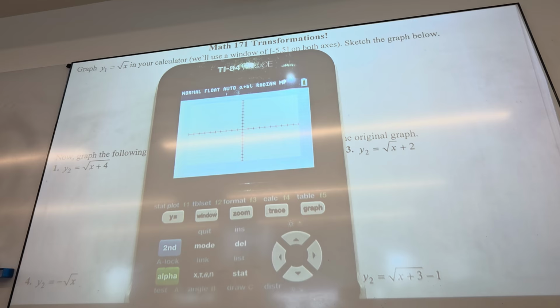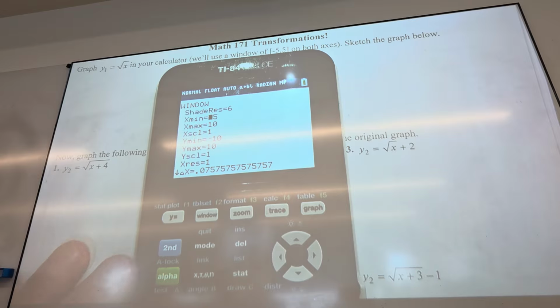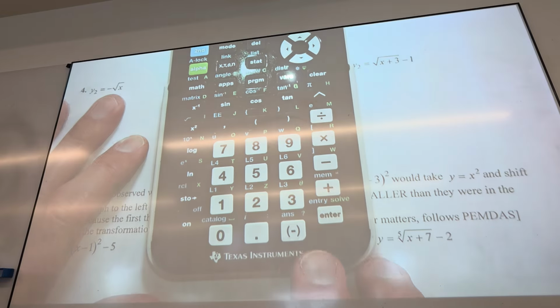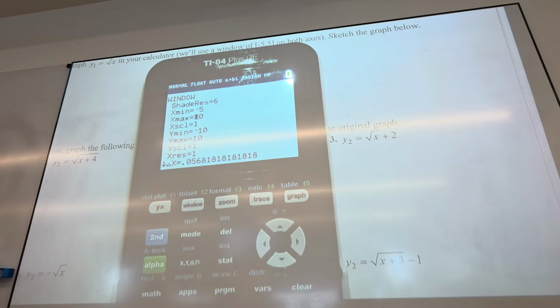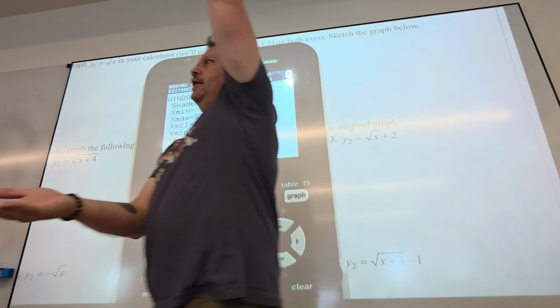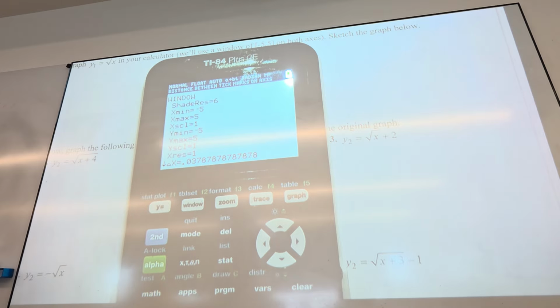Is everybody with me? Now go back to window, and for the purposes of today, make x min -5, x, oh Jesus, Jeff, you used the wrong negative. Negative is down here, -5. X max 5, make y min -5, and make y max 5. Is everybody cool? You guys with me? So I want -5 to 5. Negative 5 to 5. It's going to make it easier to see some stuff.